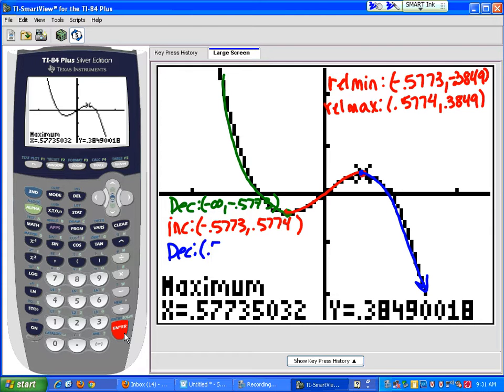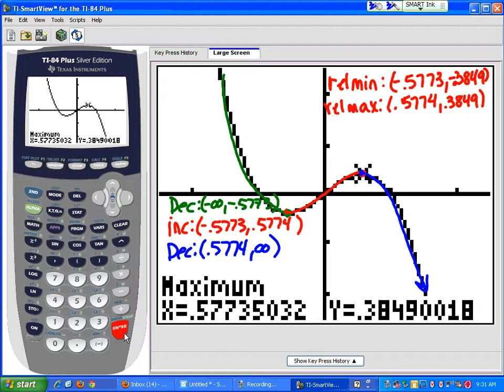0.5774 to infinity. And notice that every point's accounted for, so you shouldn't have any gaps unless we're doing piecewise defined functions. So I have a continuous graph right here, so all my x values should be taken care of, which they are when we go through this.